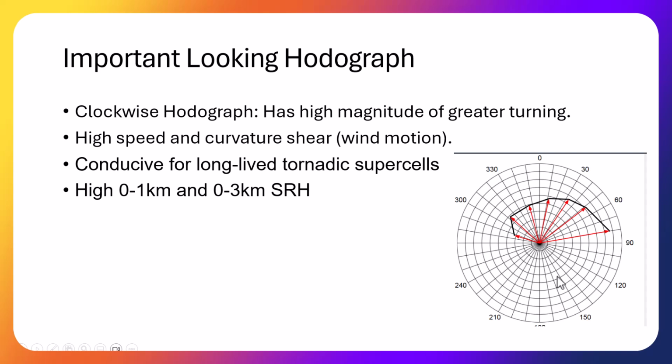So here is a clockwise hodograph, or a fishhook hodograph, and you can see the little fishhook formation. This usually means it has greater turning, higher speed, higher curvature shear. If you want tornadic supercells, which I don't know why you would, but if you're out chasing or anything, you'd want something to look like this. Anything that looks like this is usually not a good sign.